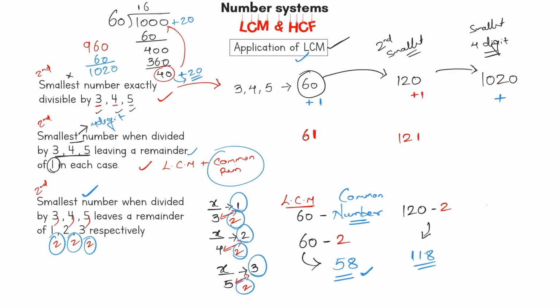Add 1 to this. Just find out the LCM and add 1 to this. So my answer will be what now? 1021 is the number that when divided by 3, 4 and 5 leaves a remainder of 1 respectively, and it's the smallest 4-digit number.